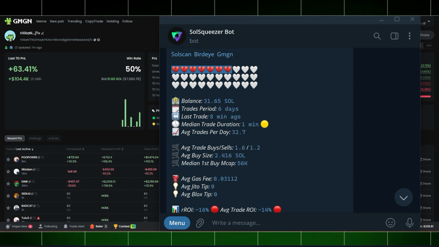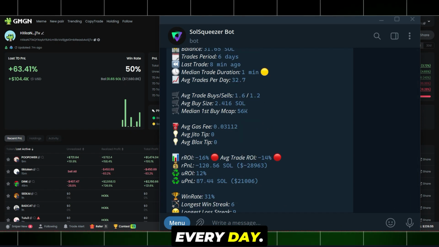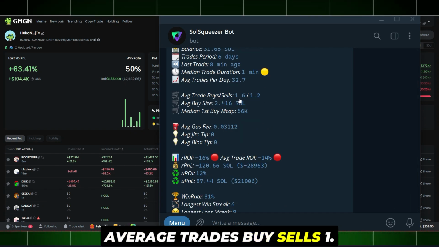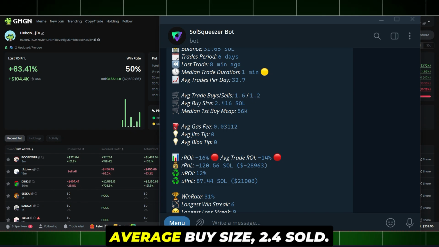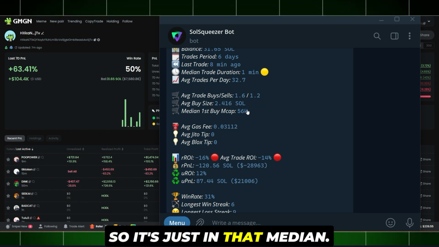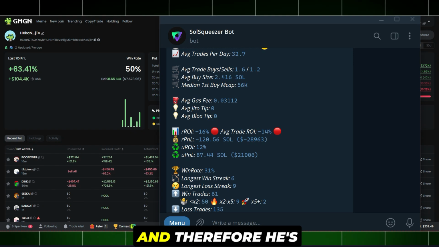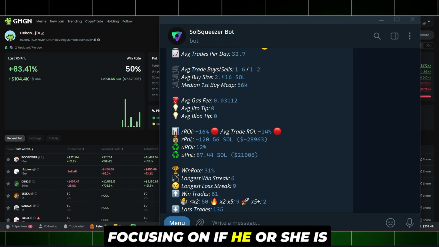So it's a sniper. Average trades per day 32, so it's actively sniping every day, okay? Average trades buy sells 1.6, 1.2 Sol. Average buy size 2.4 Sol. Okay, medium one first by market cap 56. So it's just in that medium range. Medium and large market caps, okay, they are what he or she is focusing on.